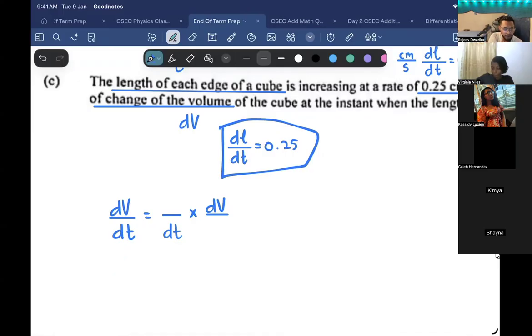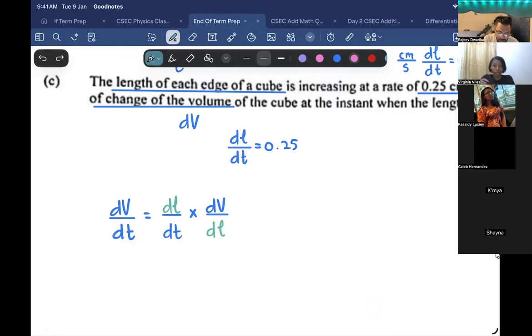What other variable do I have? dL. And if I have dL over here, where should it be as well to cancel off? On the other side, underneath dv. Because when I do that, I'll end up with dv over dt. This is what I want to find. I have this. What am I missing? dv over dL. I'm missing this, right?